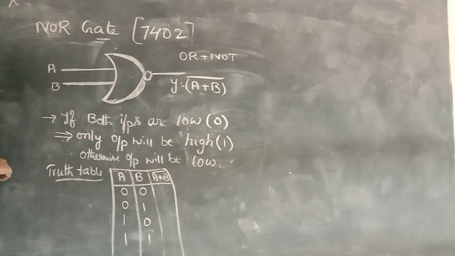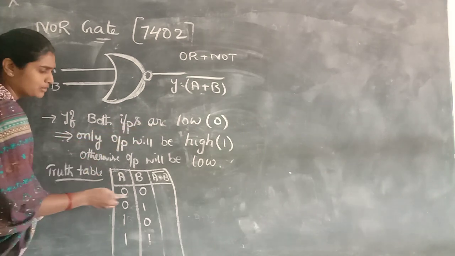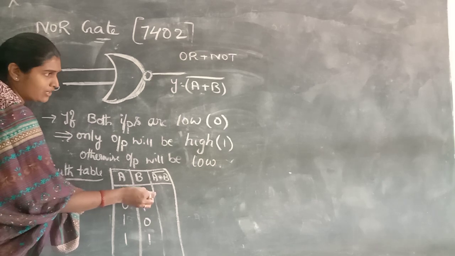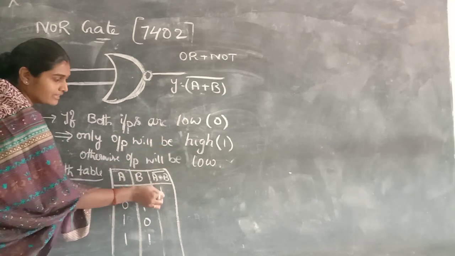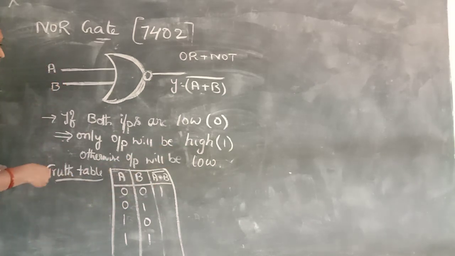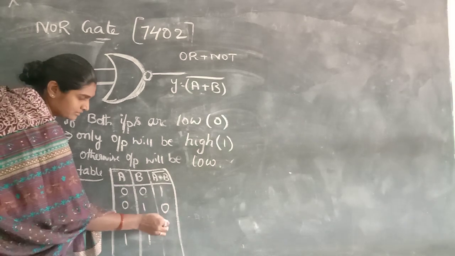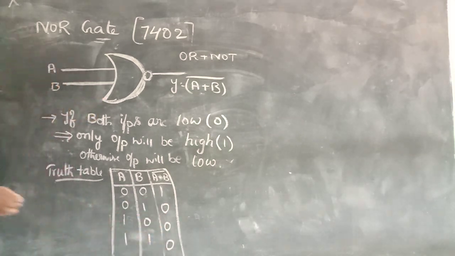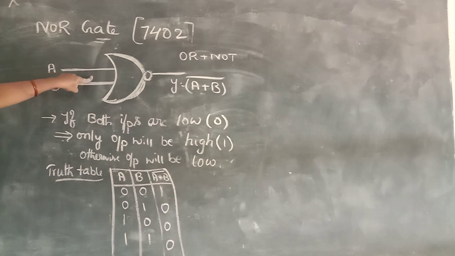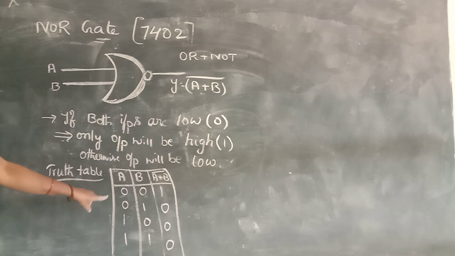Coming to the truth table, when both inputs are low, then only the output will be high. Otherwise, the output will be low. This is the schematic symbol, IC number, logic and truth table of the NOR gate.